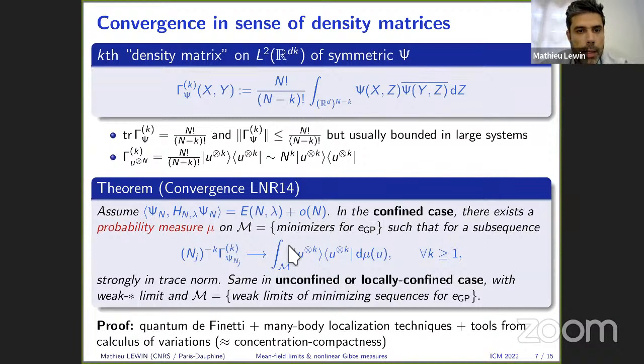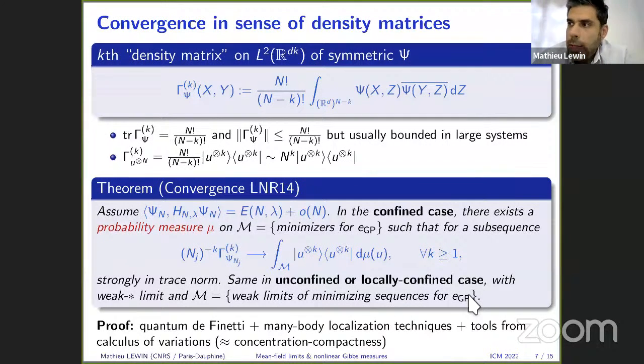And then the theorem is that there exists a probability measure mu, which concentrates on the set of minimizers for the Gross-Pitaevskii energy. And so that if I divide by n to the k, then the gamma k's all converge to u tensor k averaged against mu. And the convergence is strong in trace norm in case you work in the confined case, and otherwise it's a weak convergence if you work only in the locally confined case. And then you don't quite get the minimizers because they might not exist, but you get a measure which concentrates on the set of weak limits of minimizing sequences.